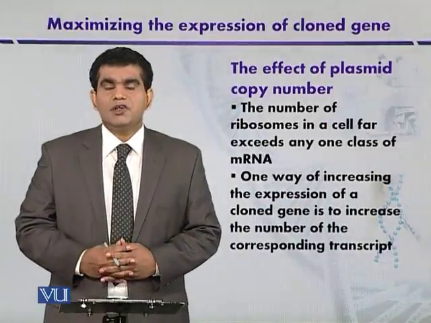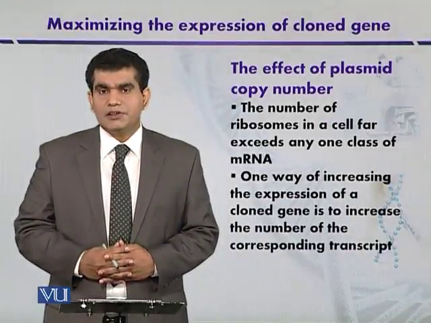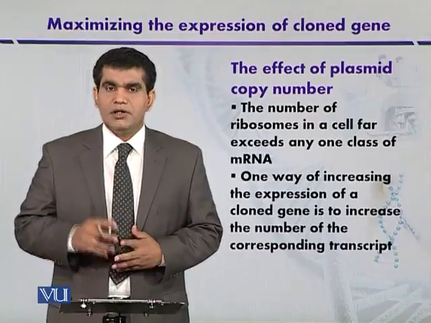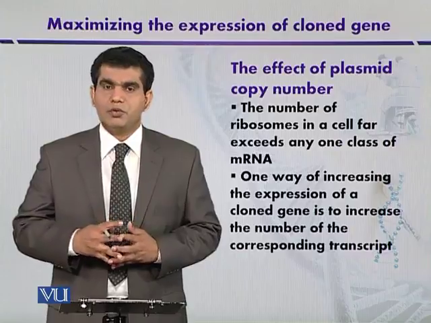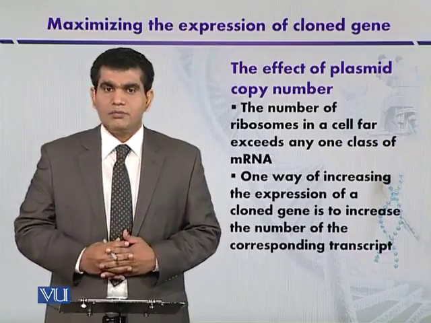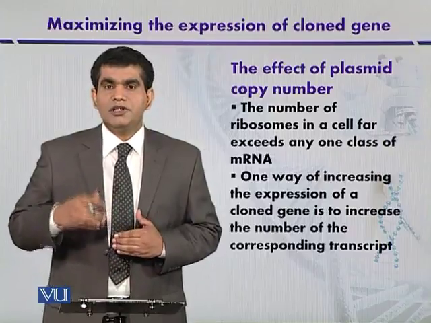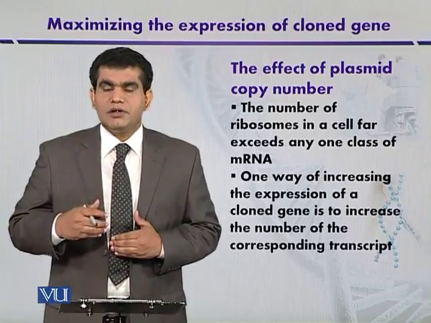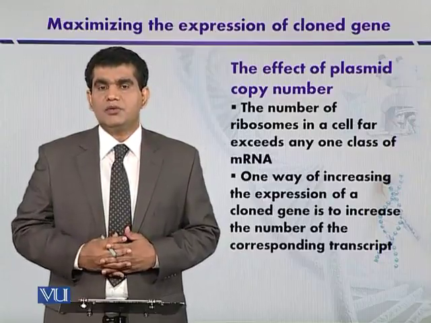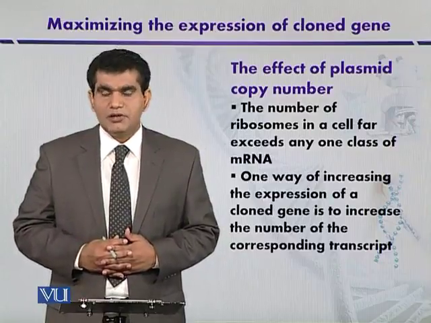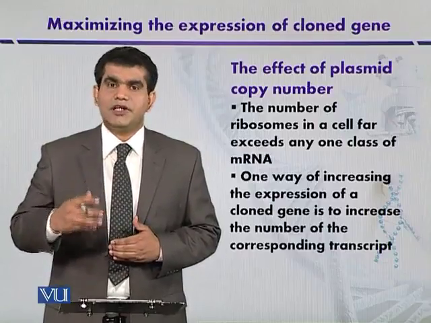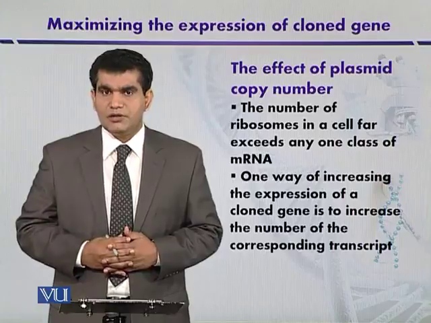The effect of plasmid copy number. One of the factors that can influence the expression of a cloned gene is the availability of ribosomes in the cytoplasm. But this is not the problem, because ribosomes are abundant in the cytoplasm, and there may be up to 15,000 ribosomes per cell, and they may represent up to a quarter of the dry mass of the cell.